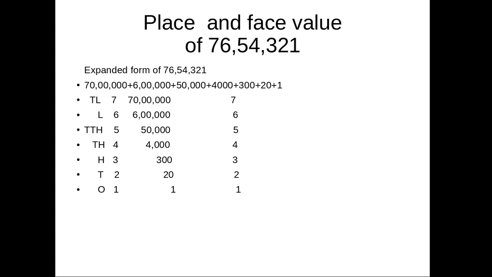Next we see the face value. It will be the same: 7, 6, 5, 4, 3, 2, 1. Now if we add it, then we get our standard form. First we combine the expanded form, that means 70 lakh plus 6 lakh plus 50,000 plus 4,000 plus 300 plus 20 plus 1, and we get 76,54,321. It is our standard form of the number.